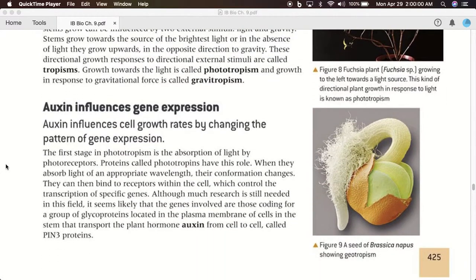And one of the ways they're going to do that is through auxin. So auxin gets transported from cell to cell in the plant through these proteins called PIN3 proteins, right here.